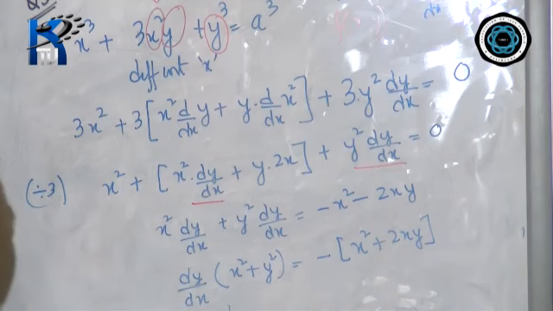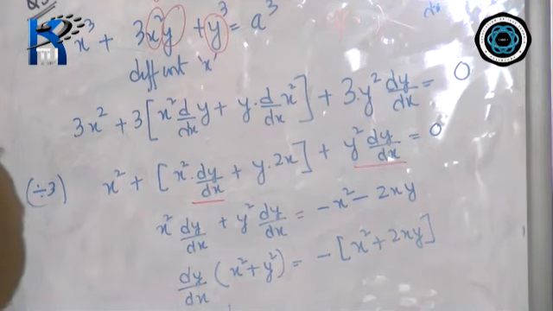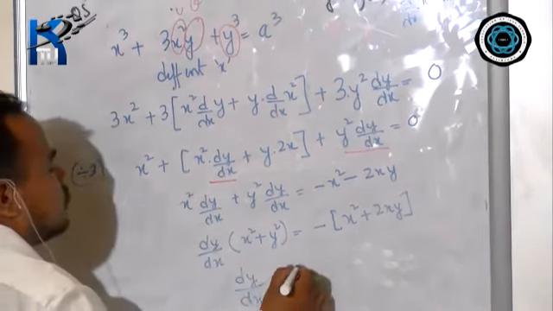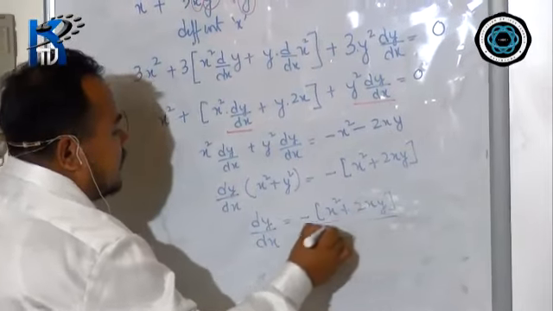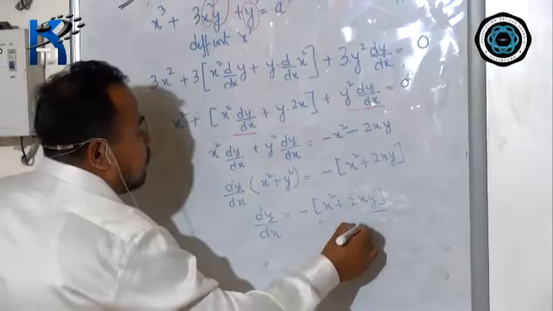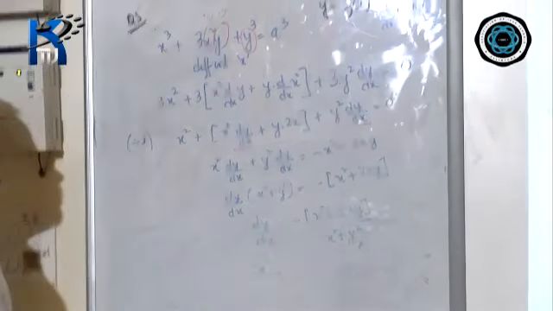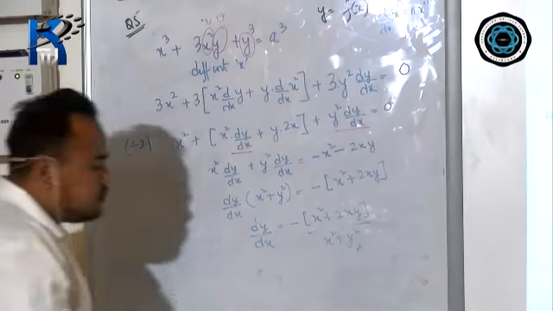Next, I need to get the value of dy by dx, the differential coefficient. So dy by dx equal to minus x square plus 2xy divided by x square plus y square. So this is your answer.